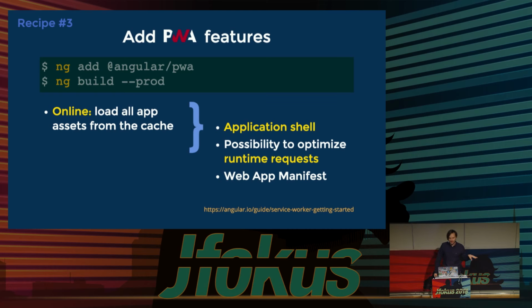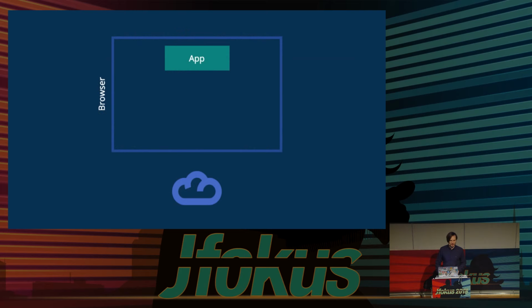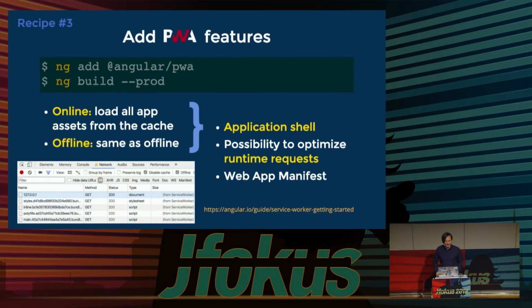We try to load the UI from cache. If not, of course, we fall back to network. In offline, we behave absolutely the same way. We go to cache, and if it's there, we serve the UI, which will look like this.